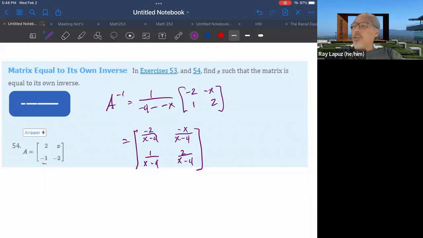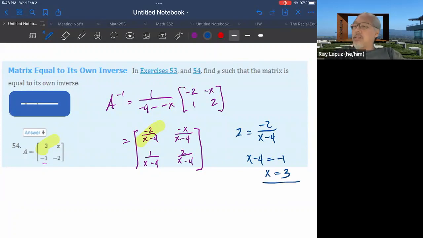So if we, for example, just take a look at the first component, if we want a to be equal to a inverse, then we want those two to be equal to each other. So that means we want 2 to equal -2 divided by x minus 4. And if we solve for this, we're going to get x minus 4 is equal to -1. And then we add 4 to both sides, we're going to get x is equal to +3.